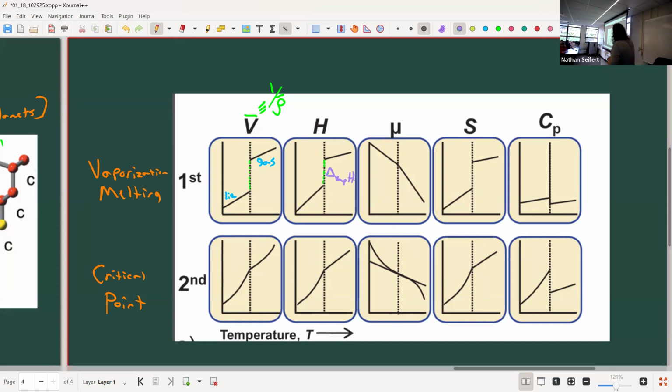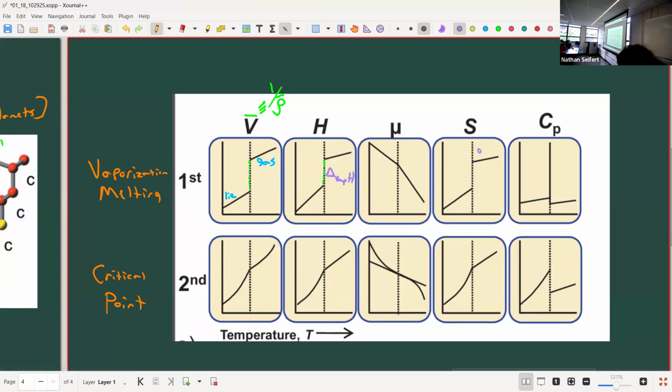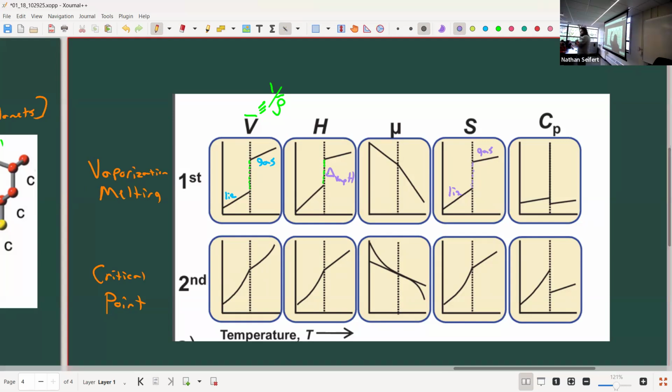Right, and of course, we could do that with entropy as well. Entropy, it makes sense. Gases have a much higher entropy than liquids, and at the phase transition, they are discontinuous. There's a discontinuity. It jumps from one value to another. We'll come back to the second row, and we'll skip chemical potential now. That'll be next week.